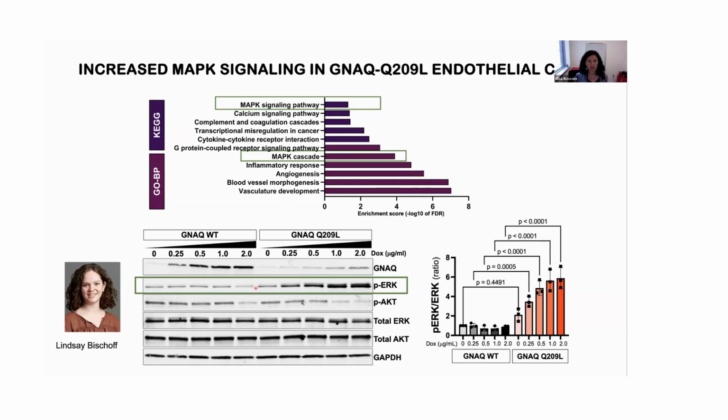But then in the wild type, phospho-ERK remains the same. But in the mutant cells, you can see there is an exquisite increase in phospho-ERK signal that is dose dependent, depending on how much doxycycline we give. And we don't see any increased phospho-AKT. And here on the right, you can see the quantification of this data.